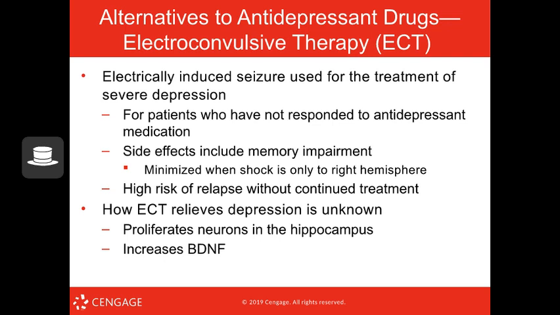One of the side effects includes memory impairment. This can be minimized when you only focus the treatment on the right hemisphere of the brain, but there is still a high risk of relapse of depression without continued treatment. We don't really understand necessarily why it works. We're assuming that the shock and the seizure helps proliferate neurons in the hippocampus and increases the BDNF, but it's still something that we don't fully understand.